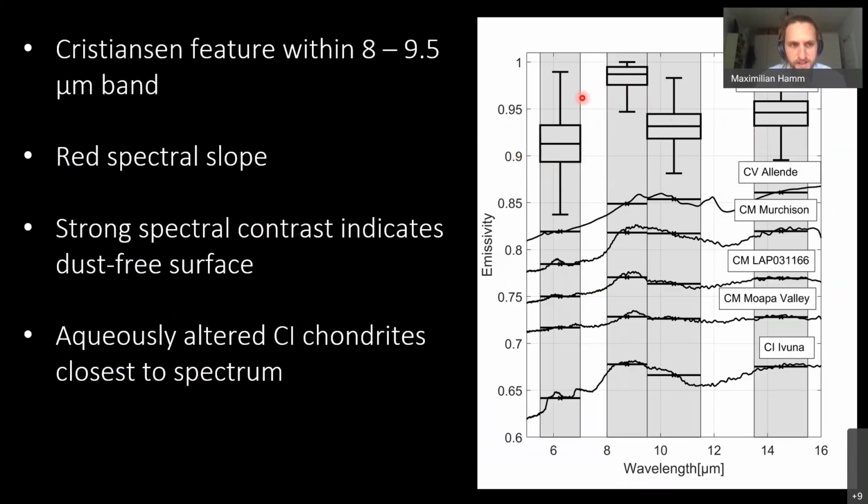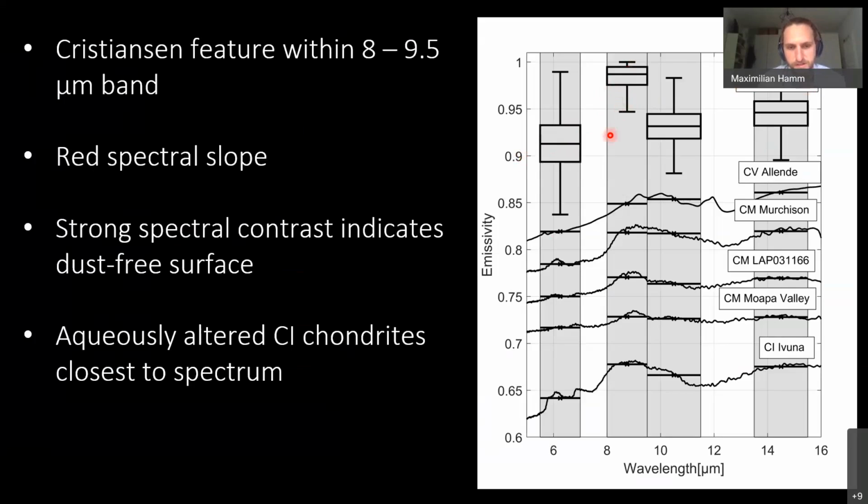One of these is the Christiansen feature. This is the emissivity maximum, the part of the spectrum where the emissivity gets to 1. Each material has the Christiansen feature at a different wavelength, and we can constrain this Christiansen feature to the 8 to 9.5 micron wavelength band. And then we have a general red spectral slope, which is indicative of space weathering.